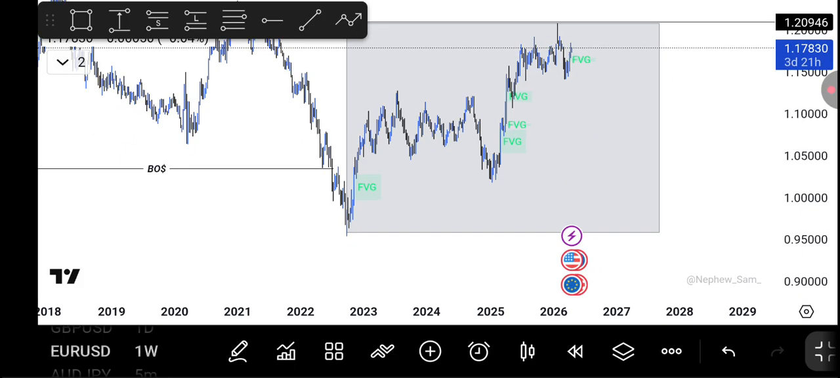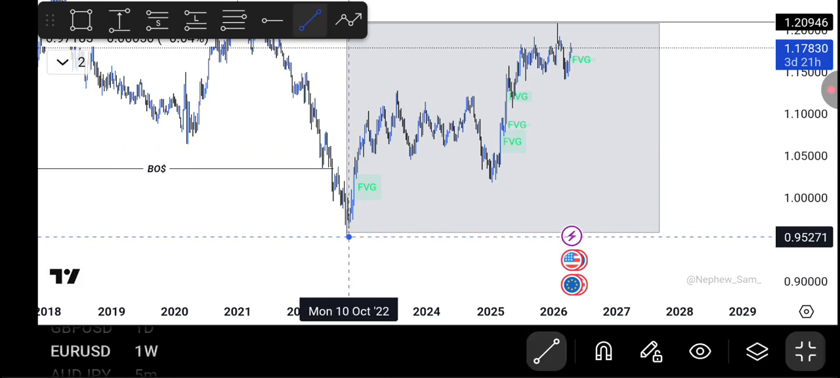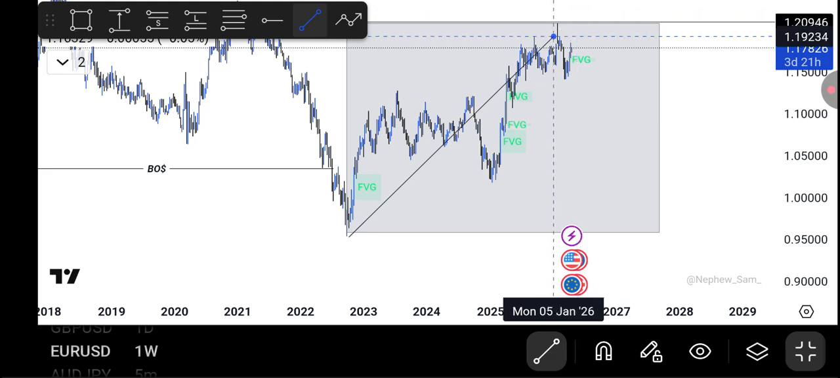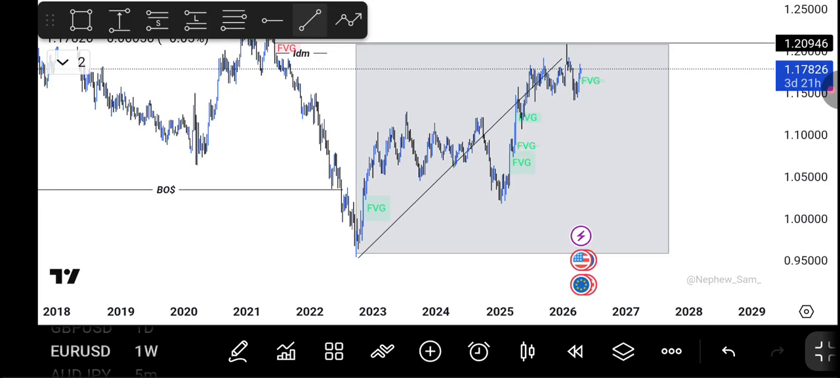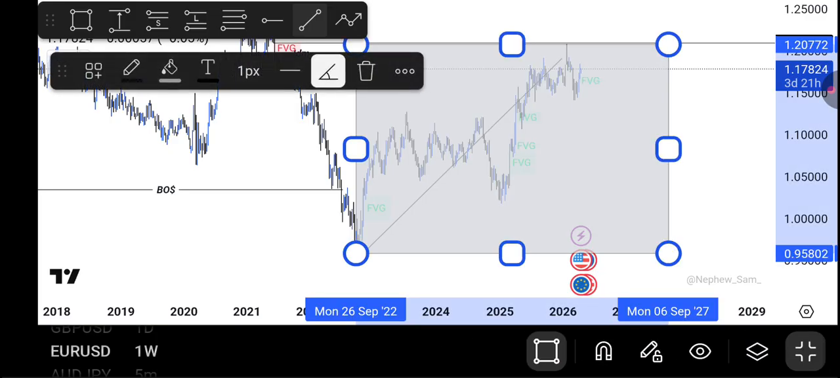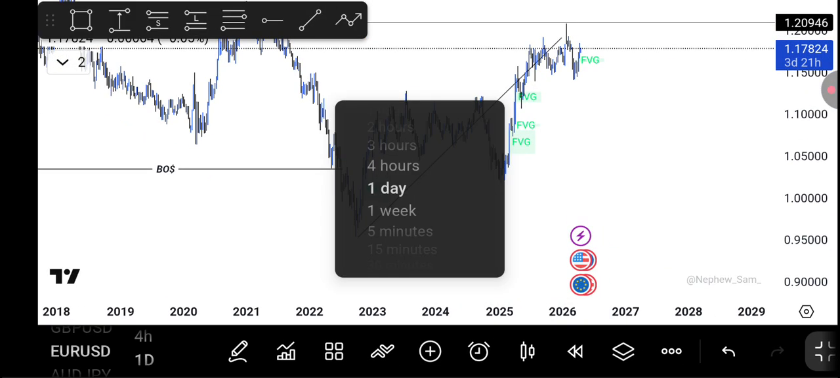But our internal structure, I'm talking about these ones, our internal structure is telling us that okay, we can still have a buy before Euro USD is going to do anything, as I say, right? Okay. Now let's move to daily time frame.